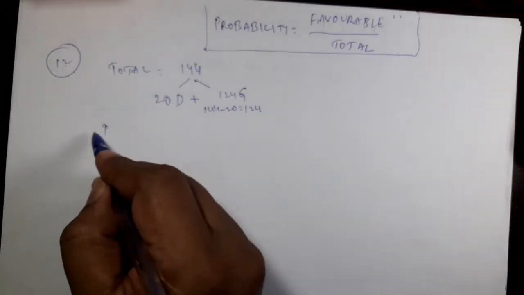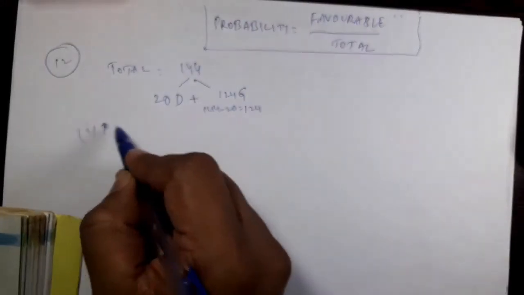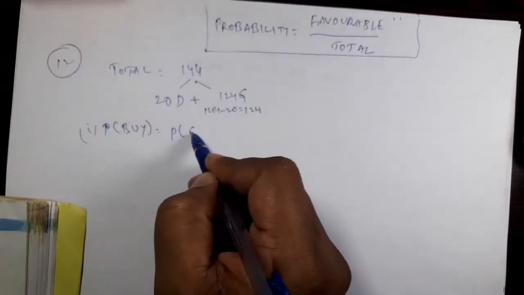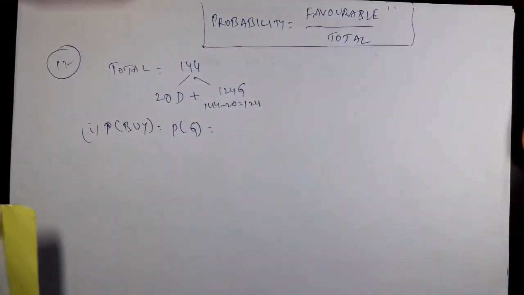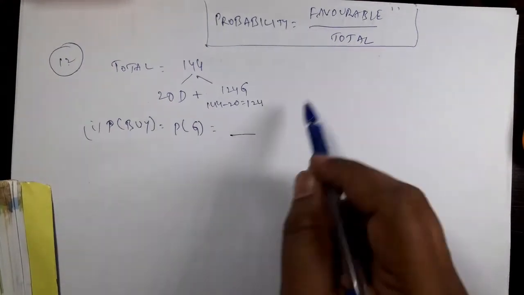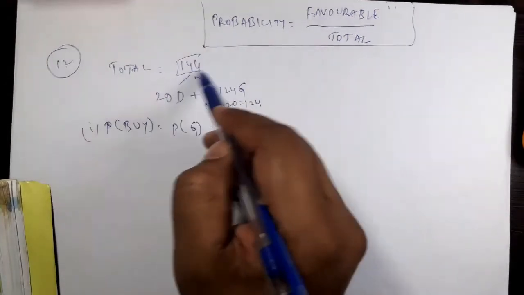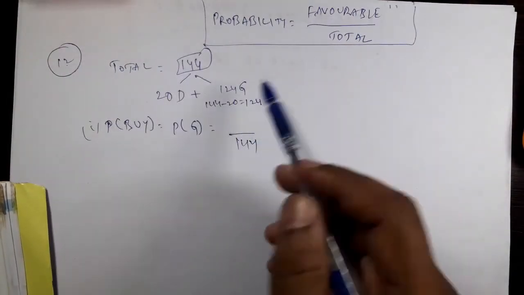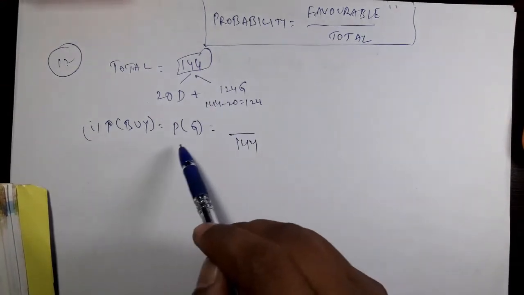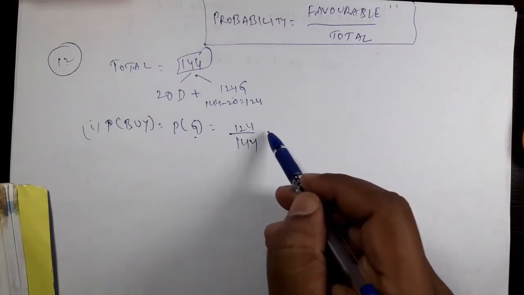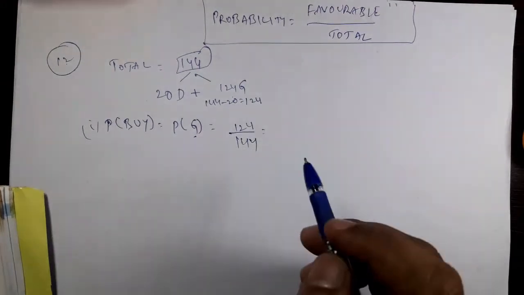So the probability has two parts, right? First, the probability that she will buy the pen. The probability that she will buy means the probability that it is a good pen, right? You are supposed to find the probability for that pen to be a good one. So the denominator is, as usual, total. Total is 144. Coming to the numerator, favorable. How many are good ones? 124. 124 is the numerator. That's all, right?